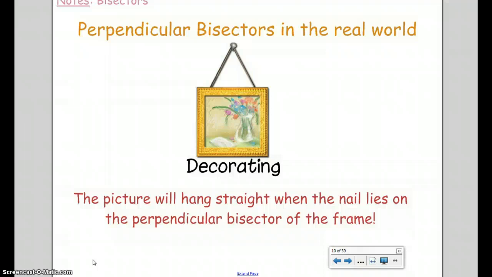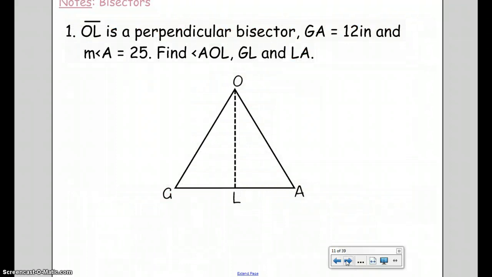Anyways, if you wanted to make sure that it was perfectly straight and it wasn't a little bit crooked, so it didn't bug you, you could find the exact middle of the picture frame and go straight up 90 degrees, and that's where the nail would have to be put. You could put it anywhere along that purple line. You could put the nail here, here, here. As long as it's on the perpendicular bisector of the frame, it'll hang perfectly. That's where you put the nail, if that's exactly where you want the picture to be. So anyways, there's a real world application.